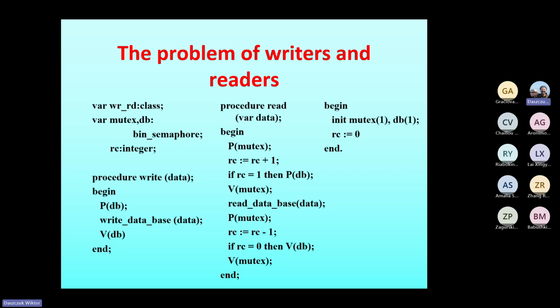Here we have something similar. We close the critical section of mutex that governs RC. Here we conditionally stop on the DB semaphore. And finally, the critical section is unblocked. So is it safe or not? Here it is safe. Why?